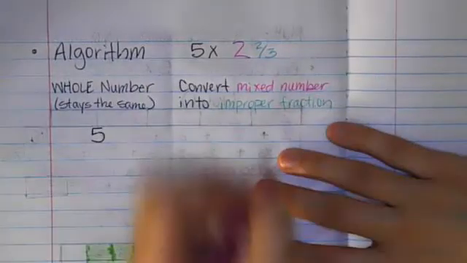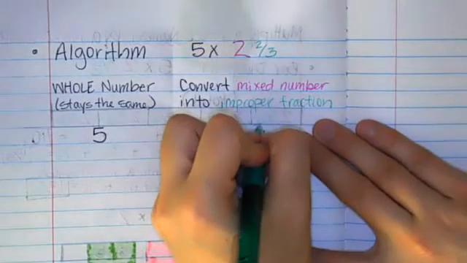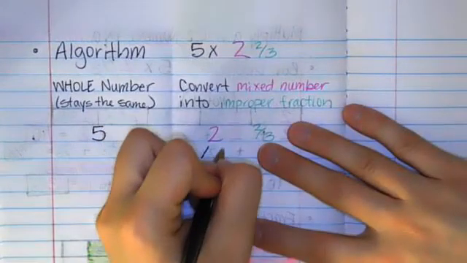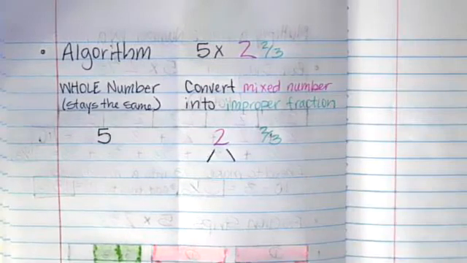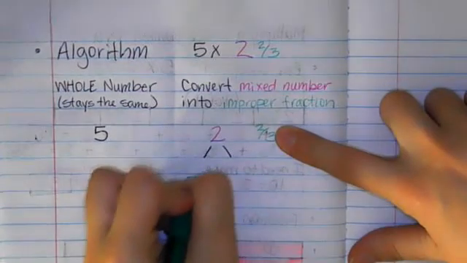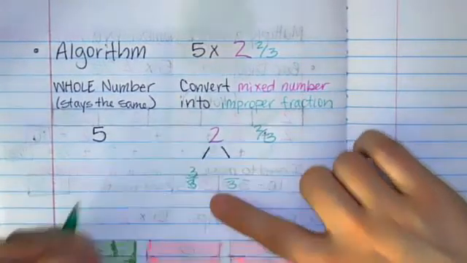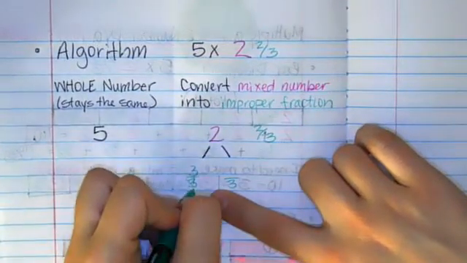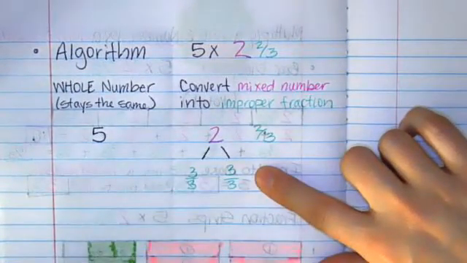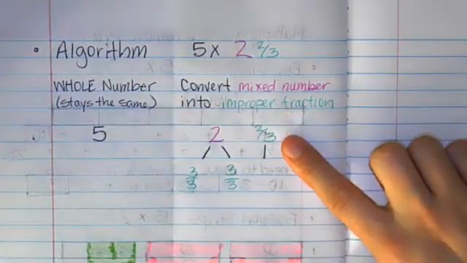Just for change's sake, I'm going to show this using a different strategy. So I have the 2 and the 2/3. I've shown you before where I have 2 wholes, and I'm going to convert that into a fraction format. We're using thirds, so that means my denominator is going to be 3. To make a whole, I would have to say 3/3. So that's 1 whole. Now to make 2, I need another whole. So that would be another 3/3. And then I'm going to bring down this remaining 2/3 that I have.